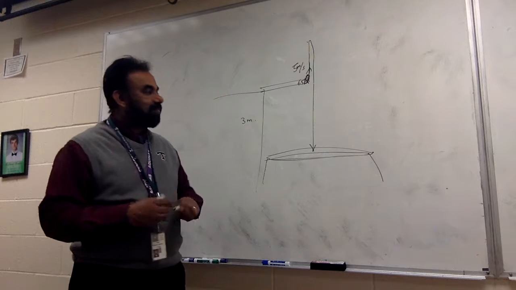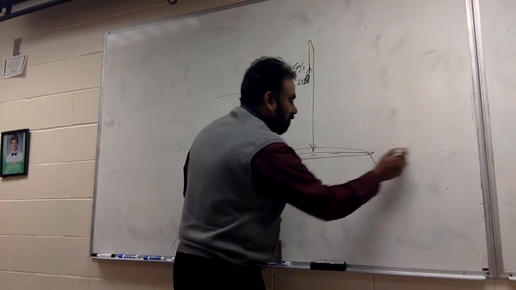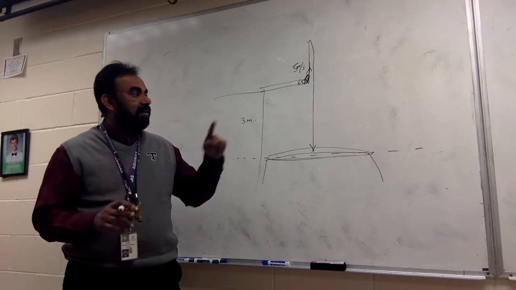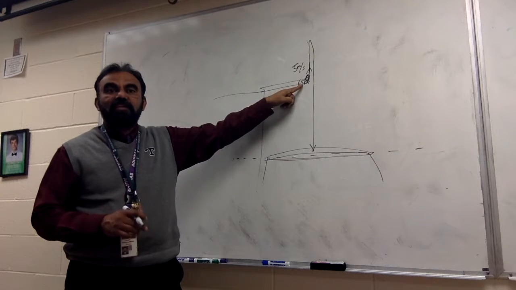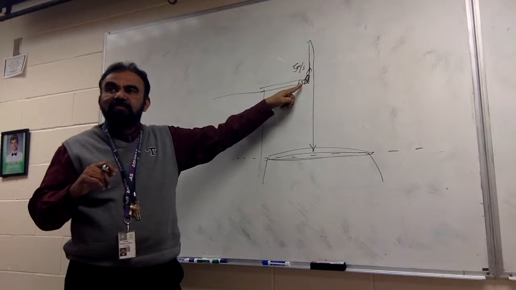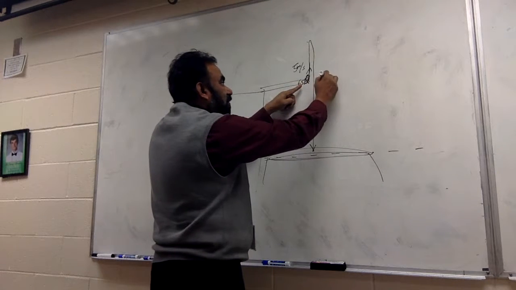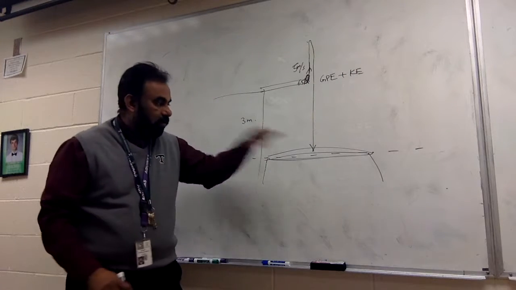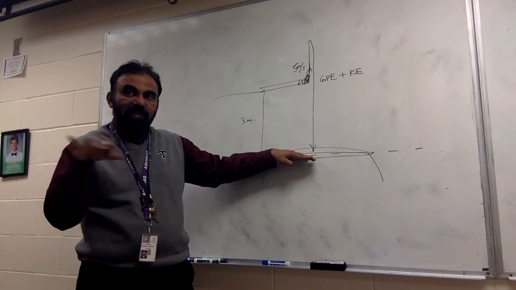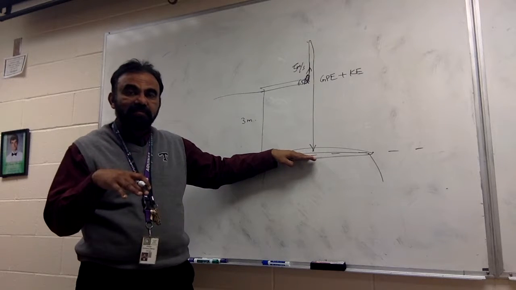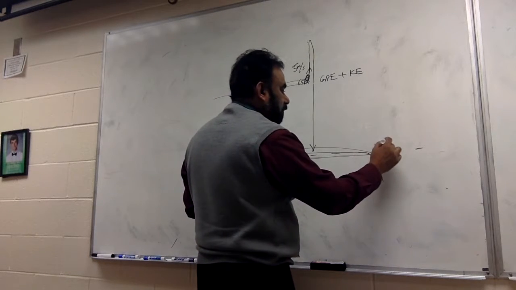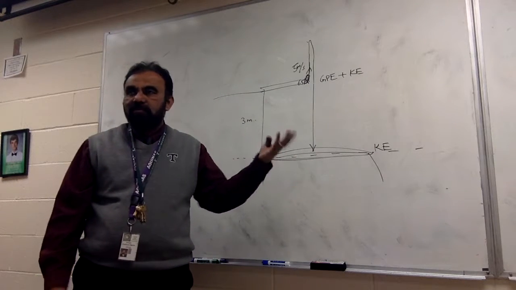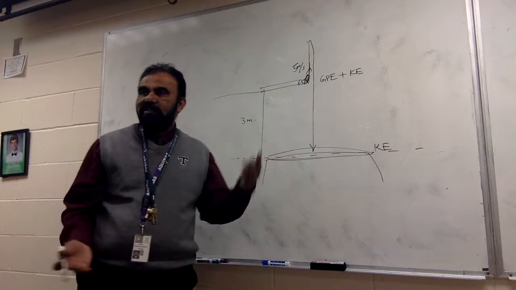So this is the thing. If you're considering this level to be zero potential energy, then what energy does he have at that spot? What kind of energies does he have? He has gravitational potential energy and kinetic. Now, considering this to be the zero level of gravitational potential, what energy does he have here? Only kinetic. Then equate the two. That's all. It's just an accounting sort of thing.